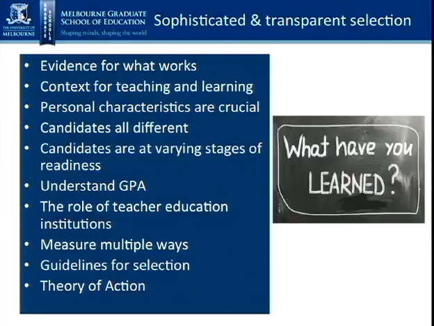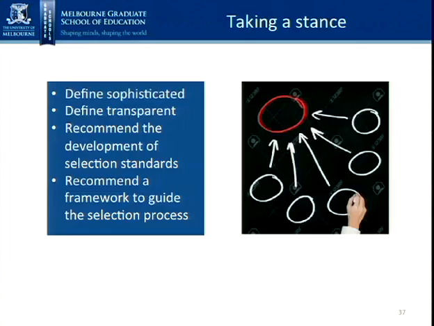Right at the beginning, we talked about the notion of having a logic about why we are doing what we're doing. So based on that, what we want to do is take a stance about selection and what we think the definition of sophisticated actually means, because this is critical for us as a profession. We've been charged with coming up with robust, sophisticated and transparent measures of teacher selection. And that means we need to understand what they are. So we're going to have a shot at telling you what they are.